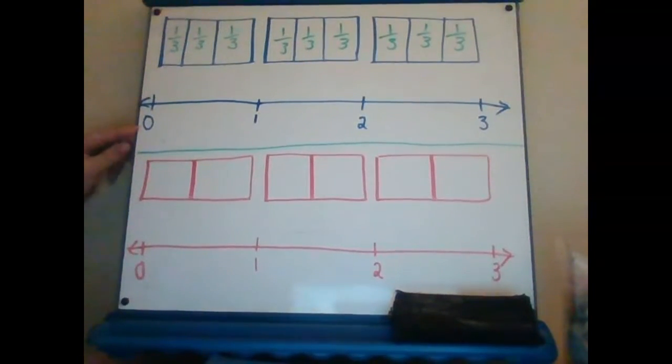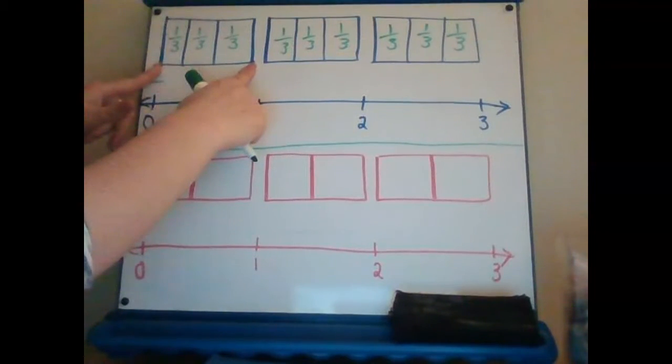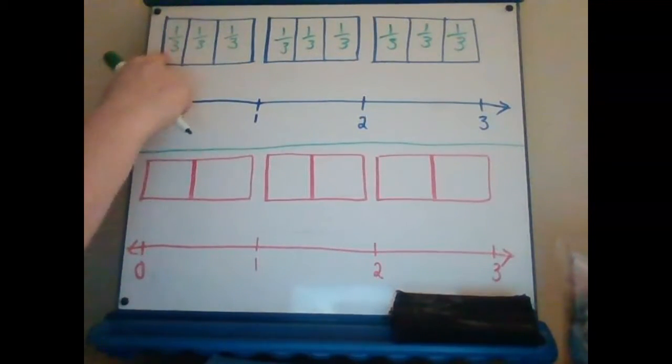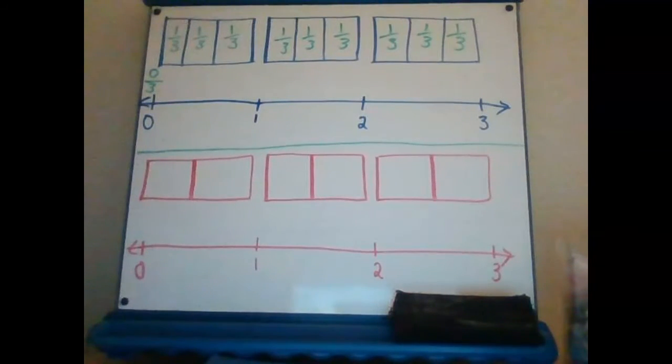Now, if we have 0, that means I'm not counting any parts. So my numerator has to be 0. I'm not counting any. My denominator is the number of equal parts in the one whole. So if I just look at one whole, just one of them, I have 1, 2, 3 equal parts. So at 0 on the number line is 0/3.